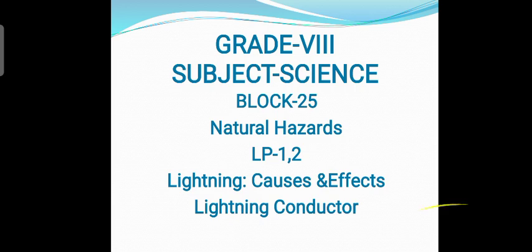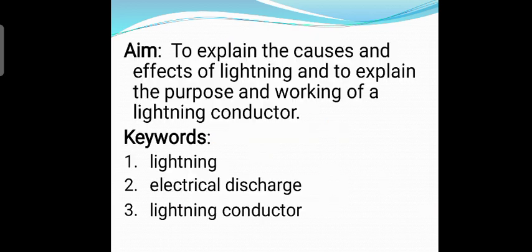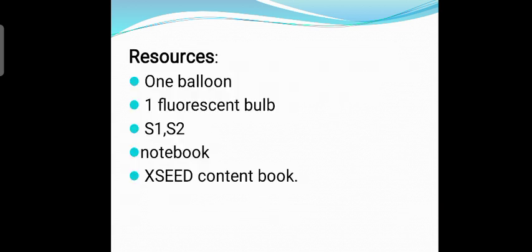So let's start, students. The aim of this lesson is to explain the causes and effects of lightning and to explain the purpose and working of lightning conductor. The keywords are lightning, electrical discharge, lightning conductor. The resources required are a balloon, one fluorescent bulb, S1 and S2 of your volume book, science notebook and Exceed content book.